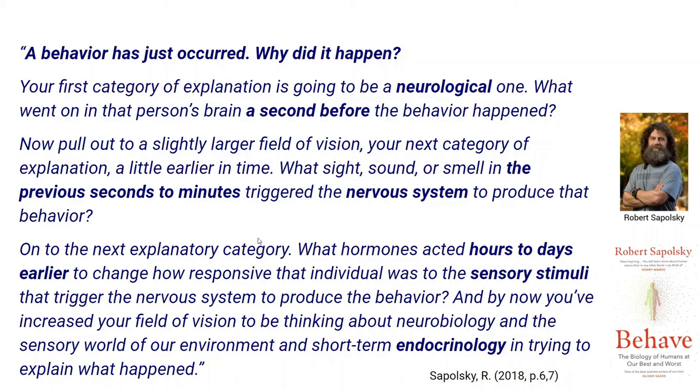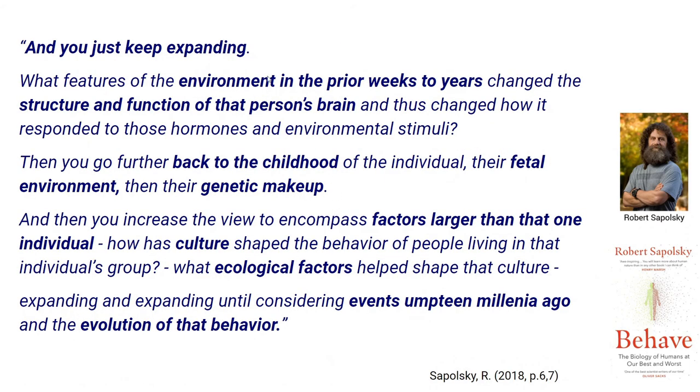And on to the next explanatory category. What hormones acted hours to days earlier to change how responsive that individual was to the sensory stimuli that triggered the nervous system to produce the behavior? And by now, you've increased your field of vision to be thinking about neurobiology and the sensory world of our environment and short-term endocrinology, so looking at hormones, in trying to explain what happened. And you just keep expanding, right? It's not that this is now the end of the search. There are still other causes going deeper into history.